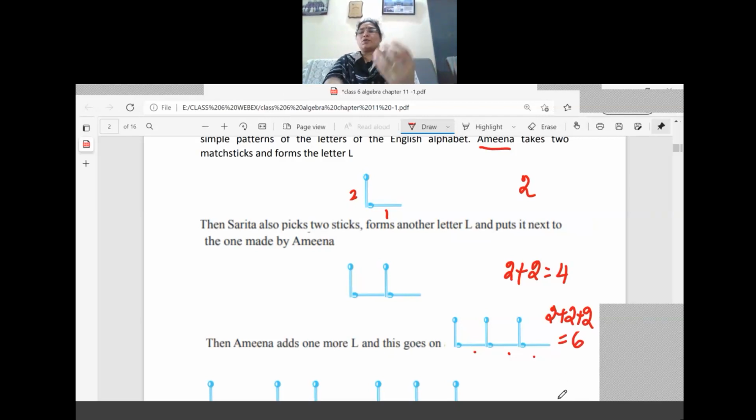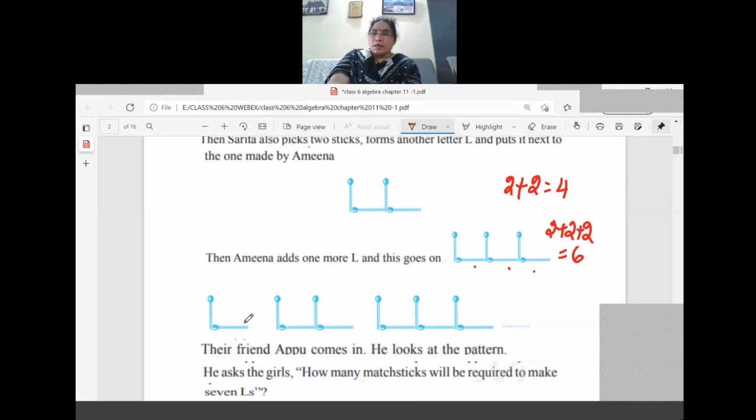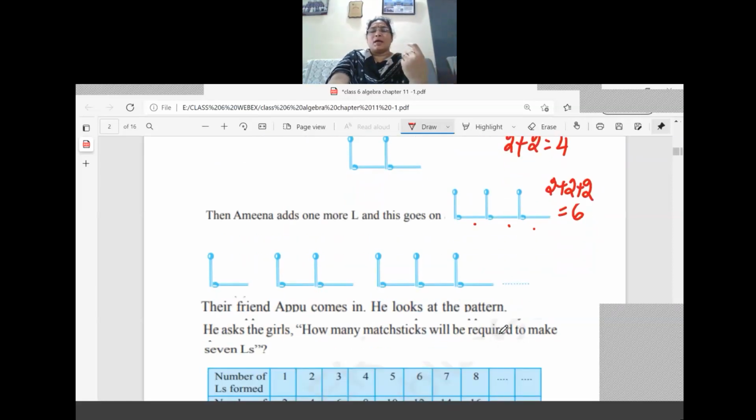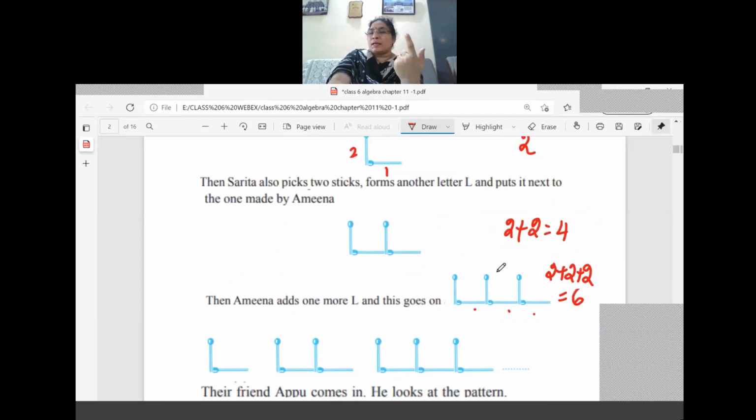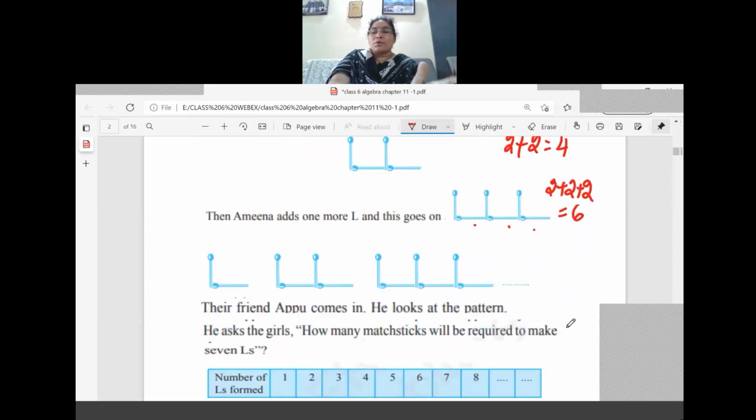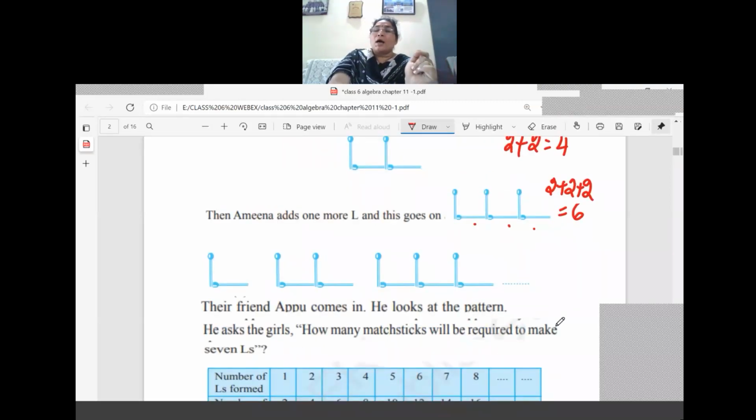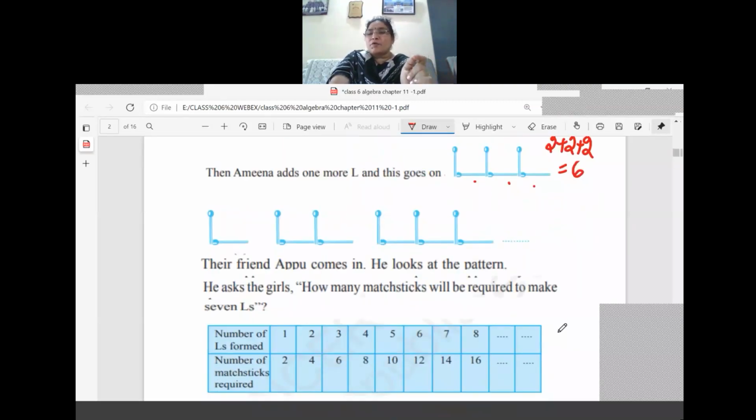Now this pattern is going like this. See this one? Here 2, then 4, then 6. Now their new friend came, Appu. He looks at the pattern. He asks the girls, how many matchsticks will be required to make 7 L's? We saw that Amina made one, Sarita made one more, and Amina made another also. So we got three, and we counted and saw that six were there. Now the question of Appu is how many matchsticks are required for making 7 L's?